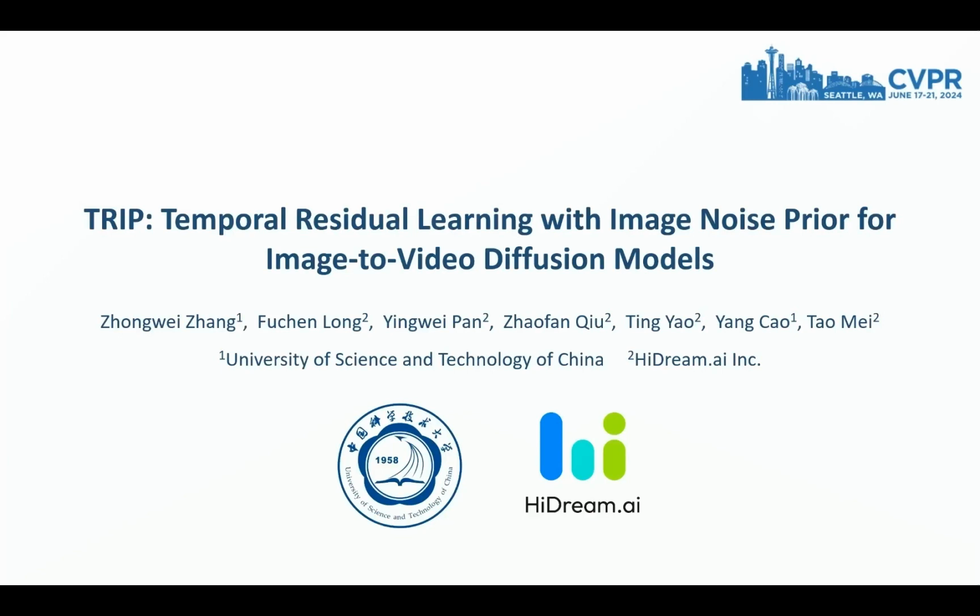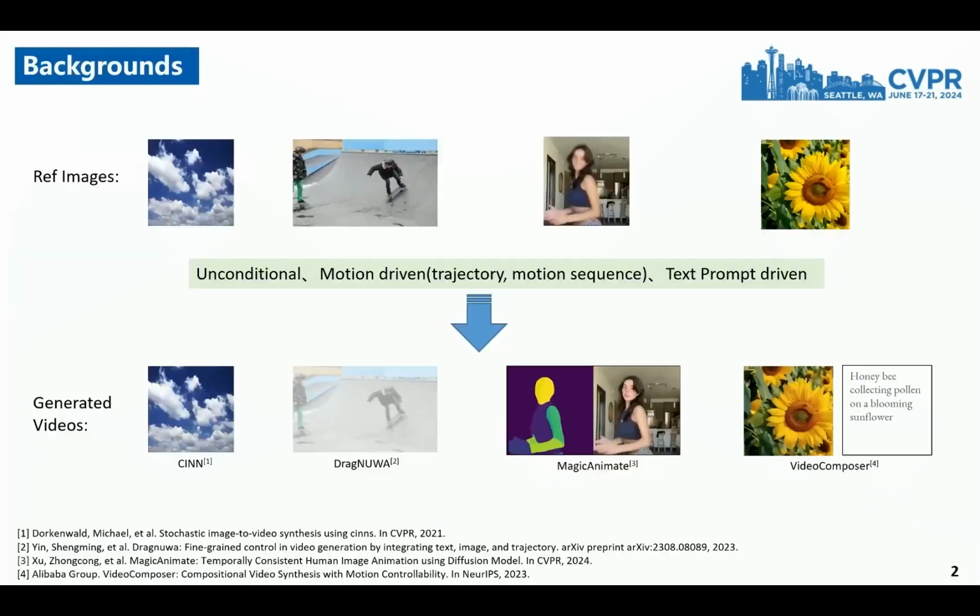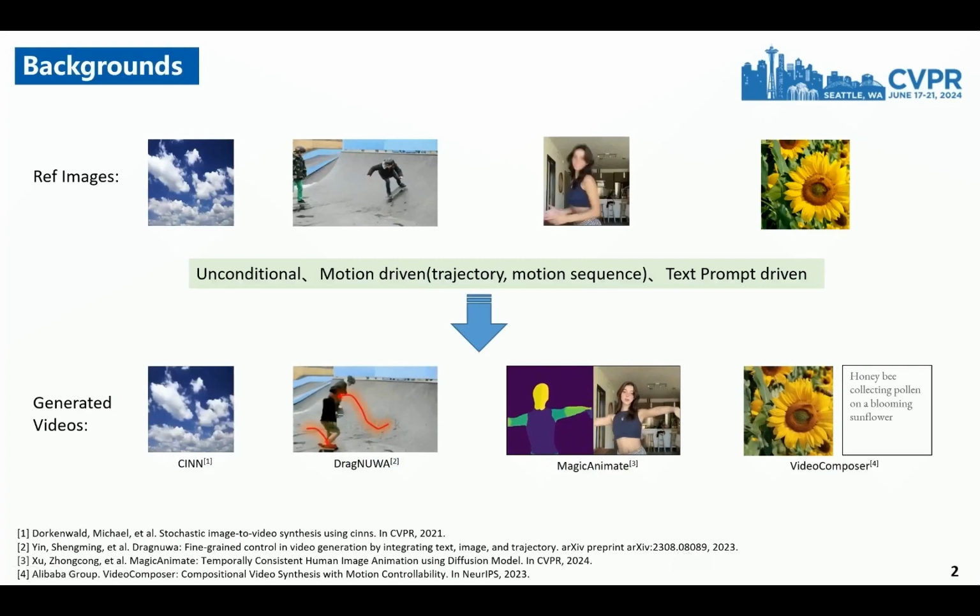I'm glad to introduce our work named TRIP, Temporal Residual Learning with Image-Noise-Prior for Image-to-Video Diffusion Models. Recently, image-to-video generation is a very popular task. According to different input conditions, we can divide the image-to-video task into several types: unconditional image-to-video, motion-driven image-to-video, and text-driven image-to-video. Our paper mainly focuses on the text-driven image-to-video model.